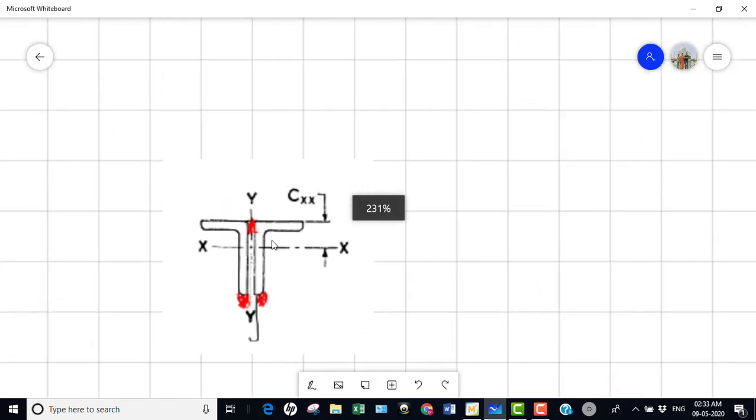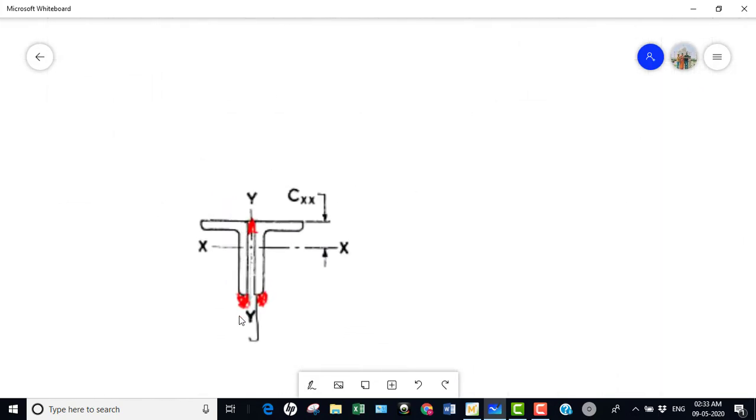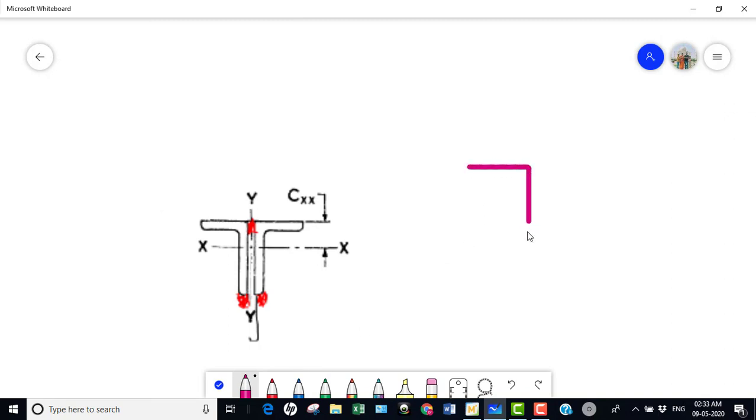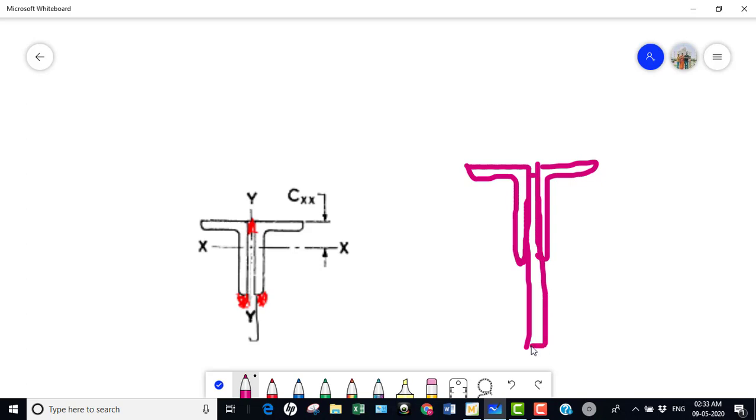See here, there are two angles. This is a gusset plate. That means this is one angle, this is one angle, this is another angle. So here I am considering a gusset plate in between, which will facilitate connecting the two angles as well as the web members.